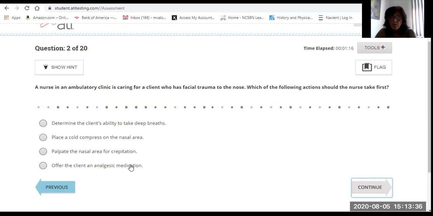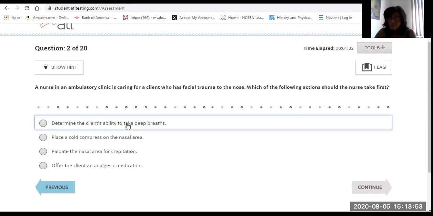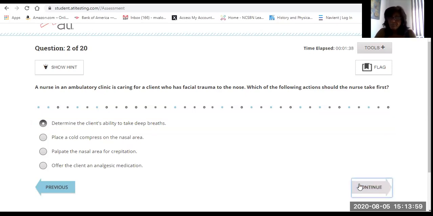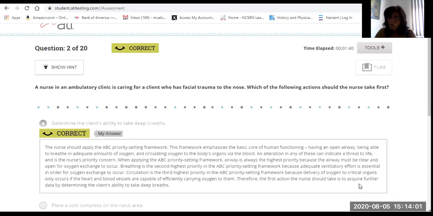So you're going to give them a med for the pain, right? You're going to palpate, but you always palpate last. You look, listen, feel, right? That's treating it. But determine. See, the key word there is determine, because you got to assess. Can they breathe? That's important before you do any of this stuff. Can they breathe? Look at that. Right answer.